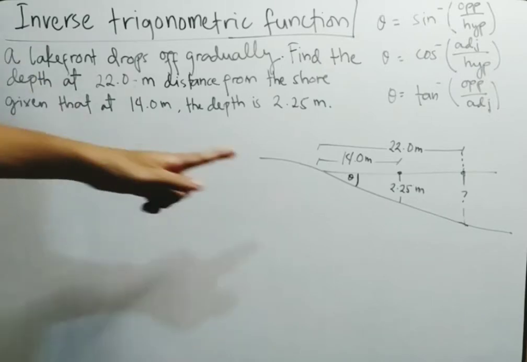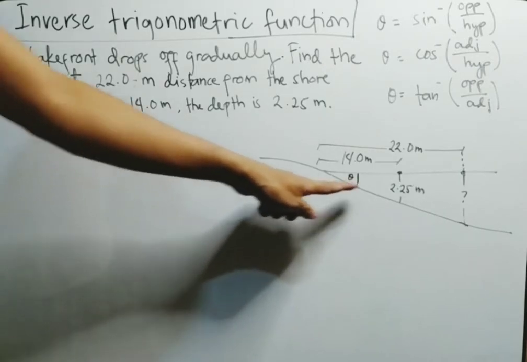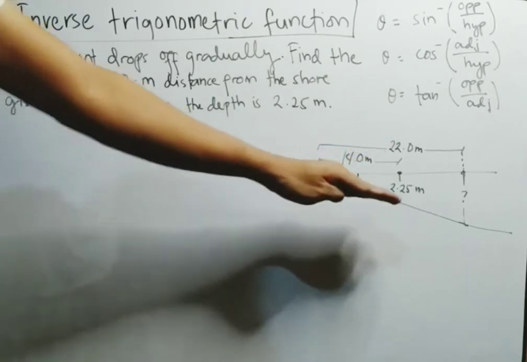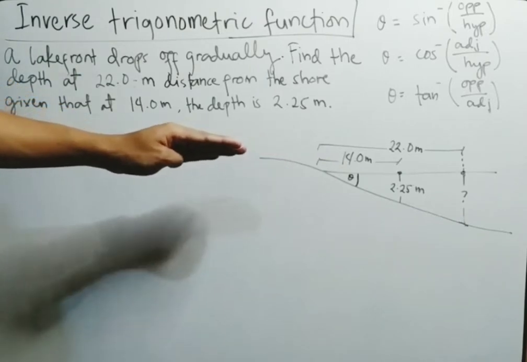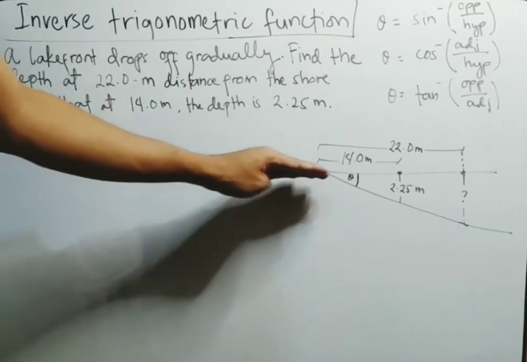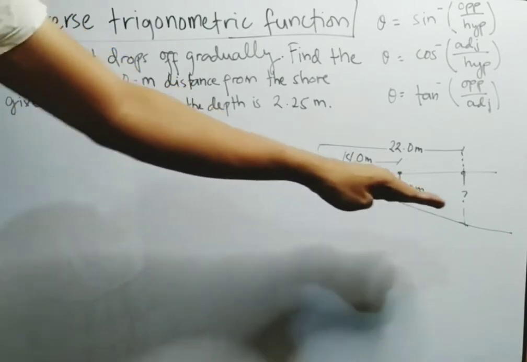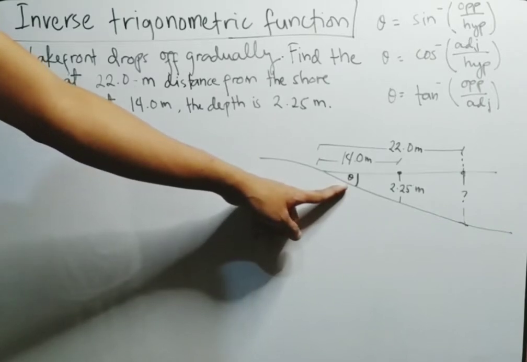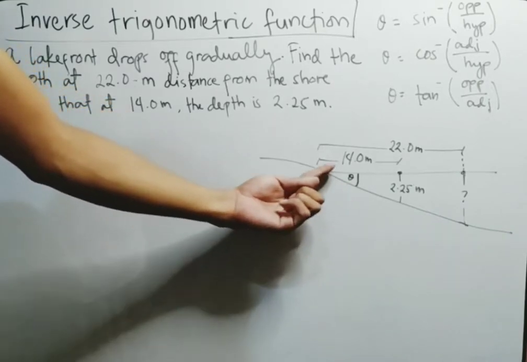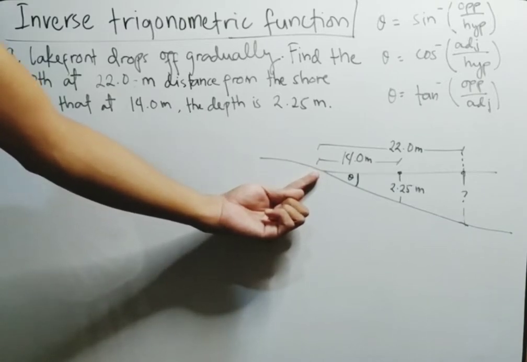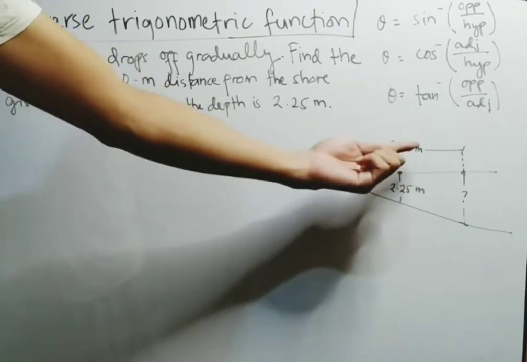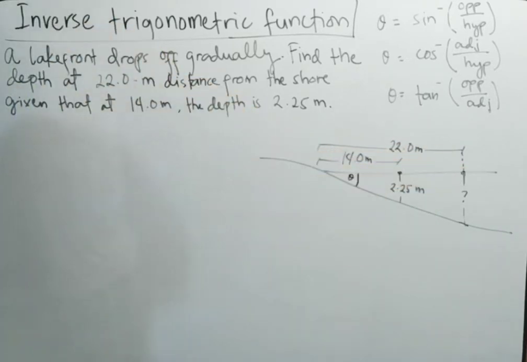So, let's say, meron tayo ditong tabi ng lawa. Okay? And then, the shore, baybayin ng lawa, ay unti-unting bumababa. Okay, let's say that at a consistent angle, theta. Una nating nasukat that at a distance 14 meters mula sa shore, ang lalim ng lawa is 2.25 meters. Okay, now, lumayo pa tayo at 22 meters. Gano'n na kaya kalalim ang lawa?